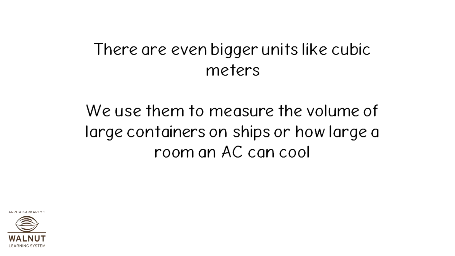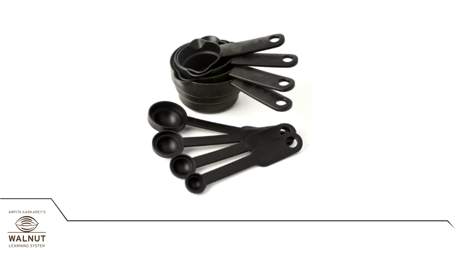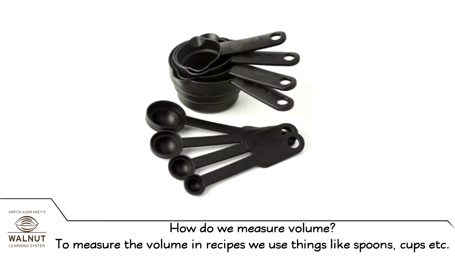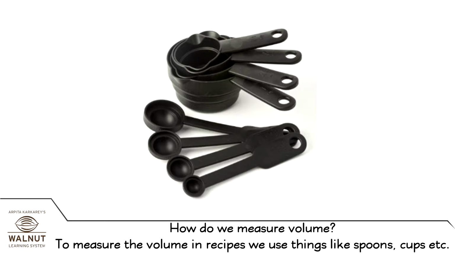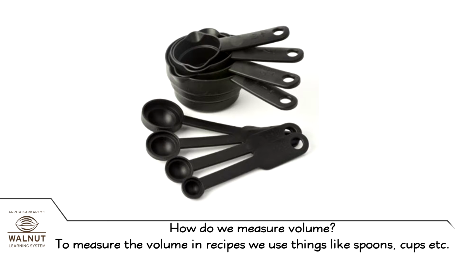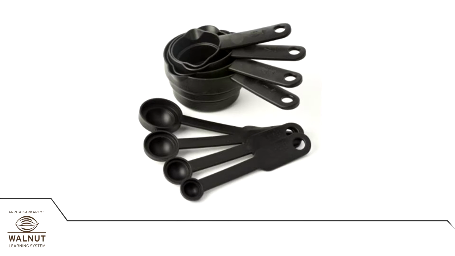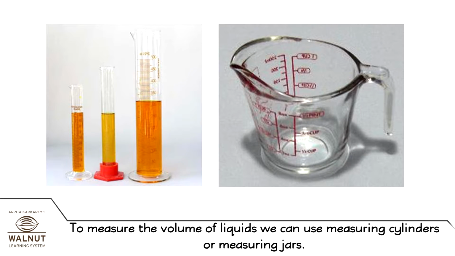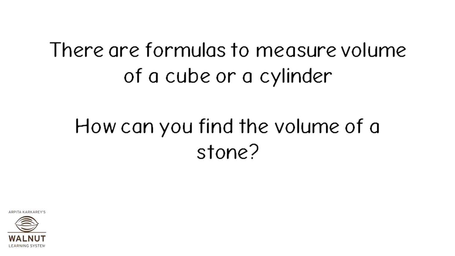There are even bigger units like cubic meters. We use them to measure the volume of large containers on ships or how large a room an AC can cool. How do we measure volume? To measure the volume in recipes, we use things like spoons, cups, etc. To measure the volume of liquids, we can use measuring cylinders or measuring jars. There are formulas to measure volume of a cube or a cylinder.